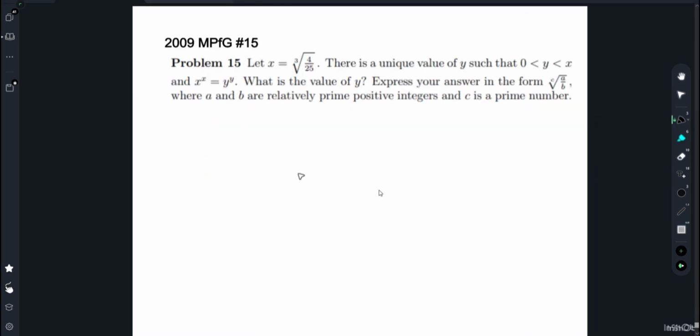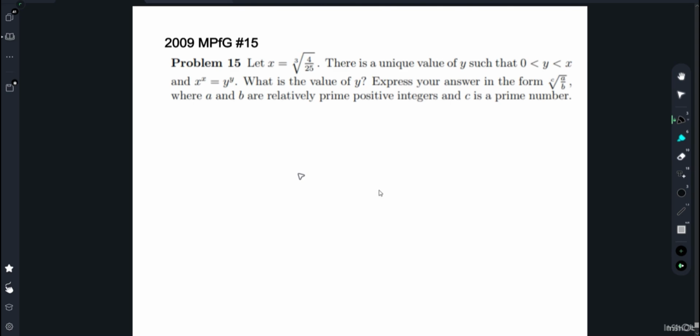Hello guys, here on 2009 Math Prize for Girls problem 15. Let x be the cube root of 4/25. There's a unique value of y such that 0 is less than y is less than x, and x to the x is equal to y to the y. What is the value of y? Your answer in the form the c-th root of a over b, where a and b are relatively prime positive integers and c is a prime number.